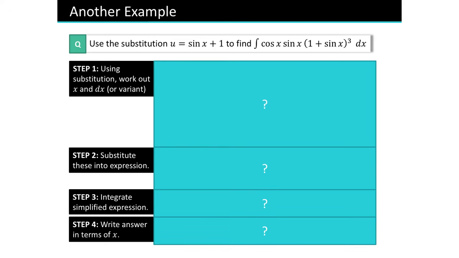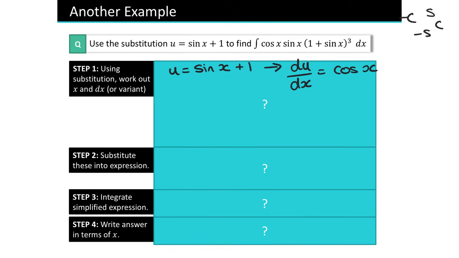Here we go. So in this question, they've given us the substitution. So it says use the substitution sine x plus 1 equals u. Okay, step 1. We have u equals sine x plus 1. What's step 1? Differentiate. du by dx. Sine, cos, minus sine, minus cos. So sine differentiates to cos of x.